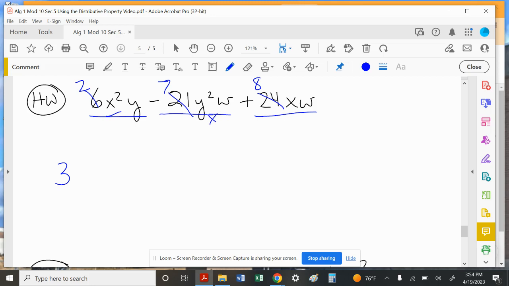And so we have the y. So notice this has a y, this has a y, and this doesn't. And then we look at the w's, and there is no w here. So therefore, we can't factor anything else out.